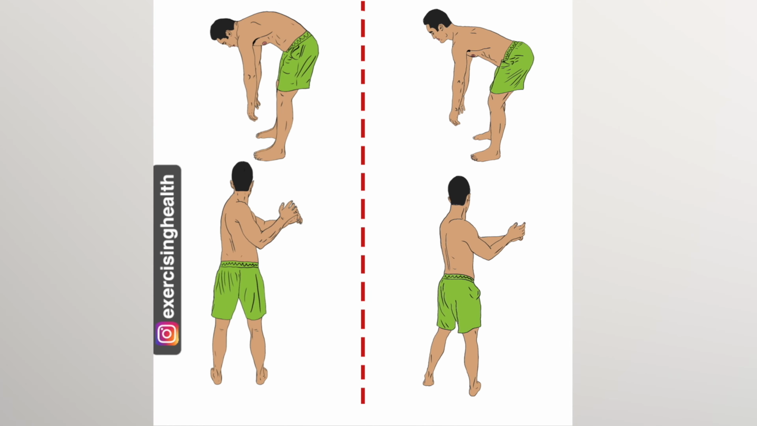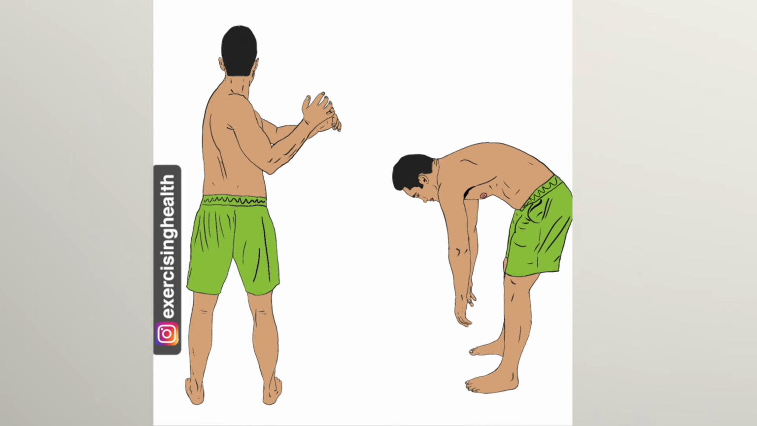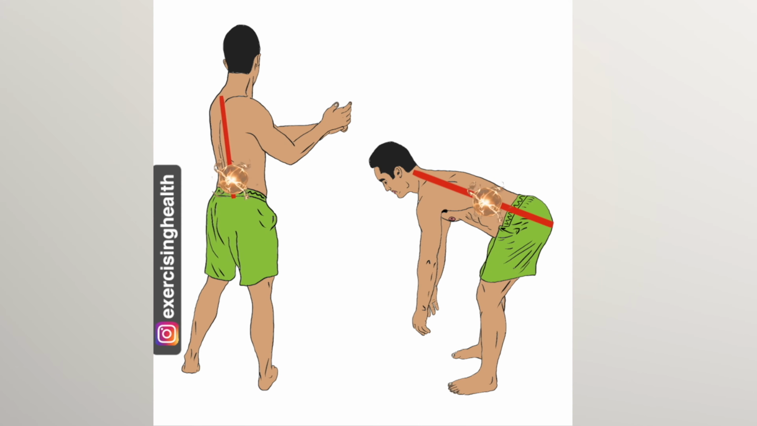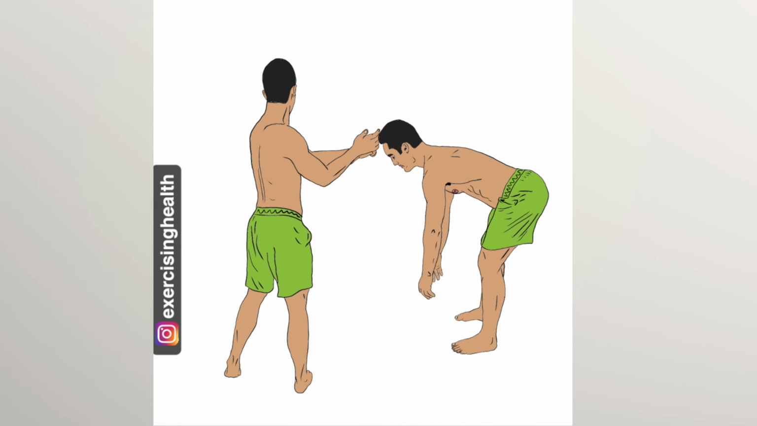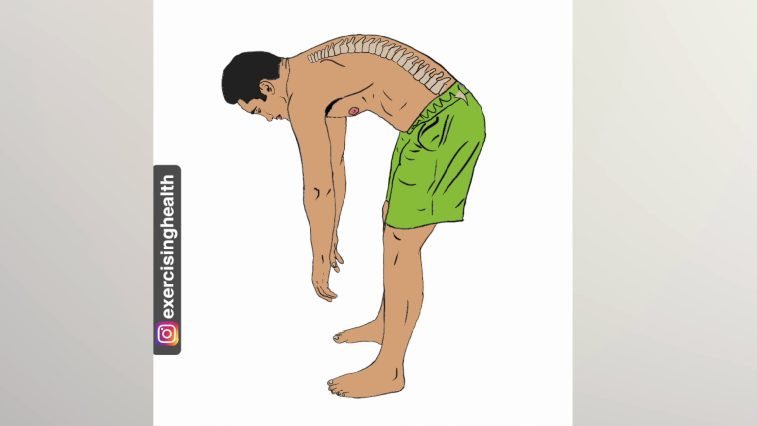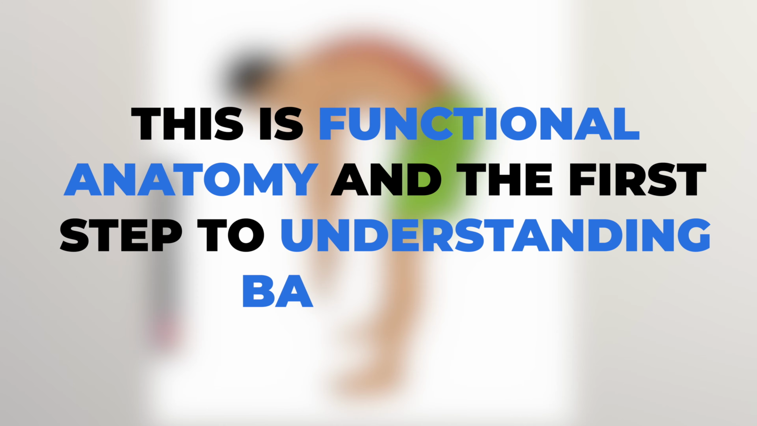So which scenario is better? Well, in the first example, the spine is used as the primary mover and dominates the system. In the second example, the hips and shoulders are the primary movers, while the spine takes the energy they create and transfers it into the objects being lifted, swung, or thrown. It is thus safe to say that the second scenario is more efficient, because it better utilizes the entire body for a specific task, as opposed to overloading one system like the spine. This is functional anatomy, and the first step to understanding back pain.